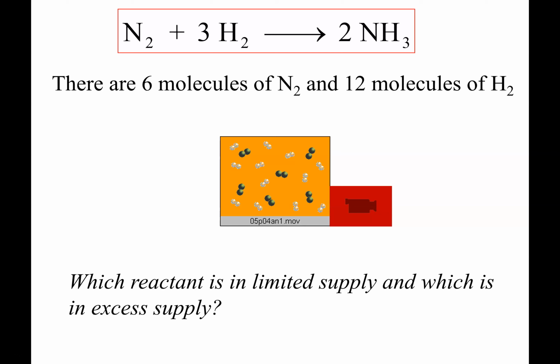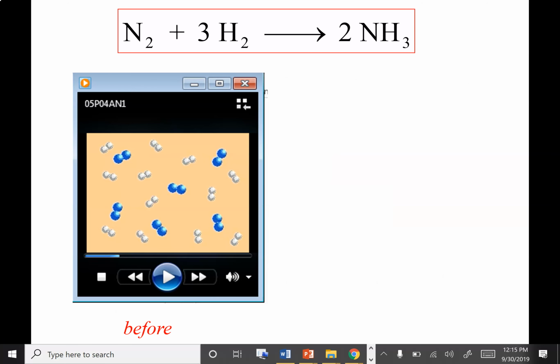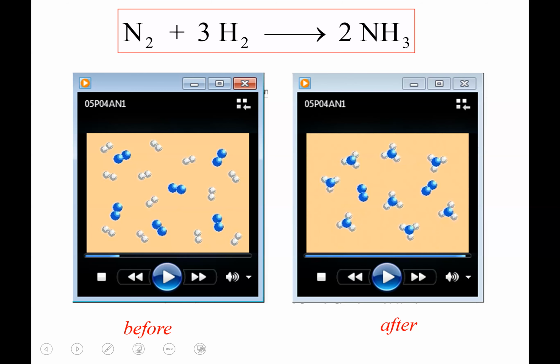Here's a little video. Let's see if it works for us. So that's before. I just think that's so cool. They break up the atoms they have, and they break that bond, and then new bonds are formed as they form ammonia. So yep, the blue are left over. So blue is in excess. Nitrogen is in excess.